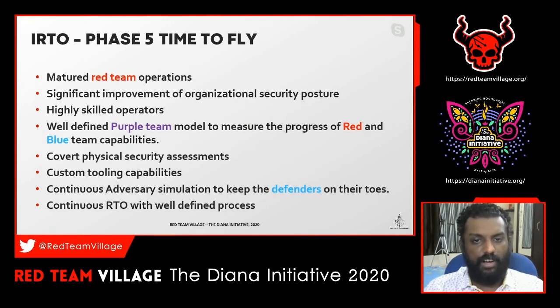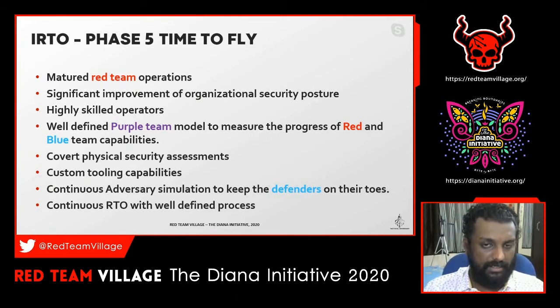So IRTO phase five, welcome to the fifth phase. It is time to spread your angel wings and fly away. This is the phase where we would have matured the team operations. By the time you reach phase five, you must have significant improvement in your organization's security posture. The security improvement should cover the people as well as the systems in your organization.